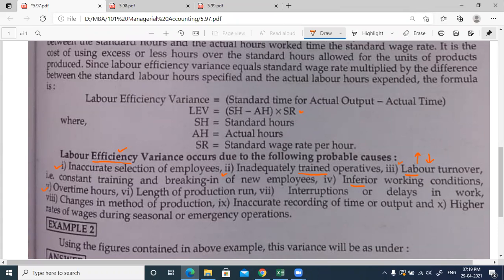Then the length of production run. How long will the production continue with the batch or a particular product? Sometimes we find that a laborer is not allowed to leave the workstation until he completes the full job, because he knows how it has to be done. So even the length of production run will affect your efficiency variance. Then interruptions or delays in work.